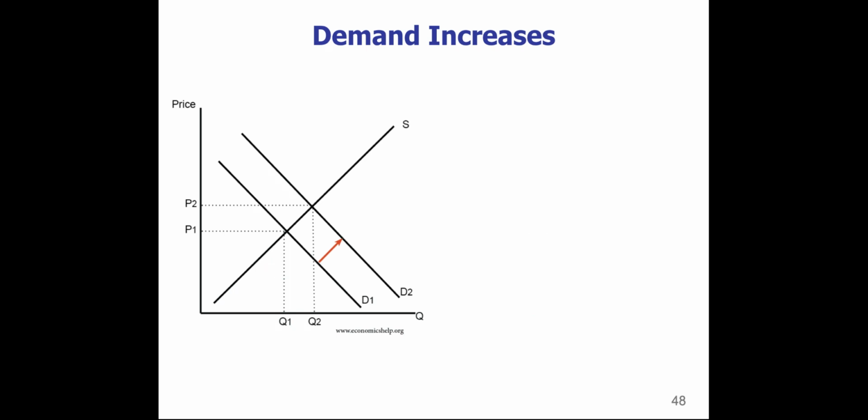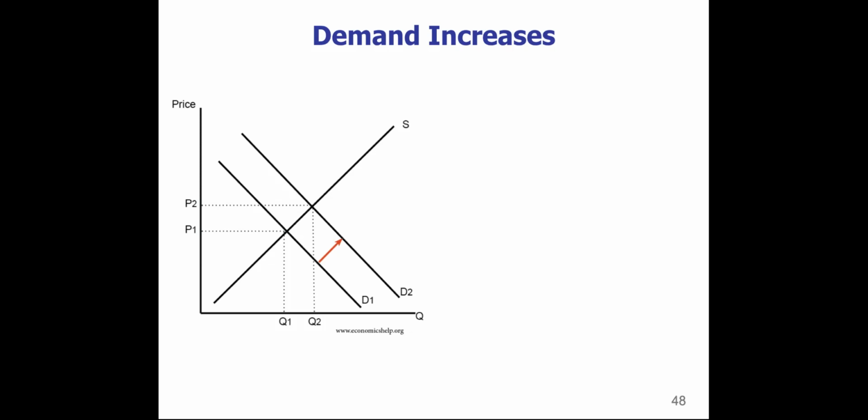Here you'll notice that both of the axes are labeled. The vertical axis is labeled price and the horizontal axis is labeled Q for quantity. Our original lines are labeled S and then the first demand line D1. So the supply line is the upward sloping, the demand line is the downward sloping. I also want you to label your equilibrium. Here the original equilibrium is labeled price 1 and quantity 1. So we know that that's where we're starting out.